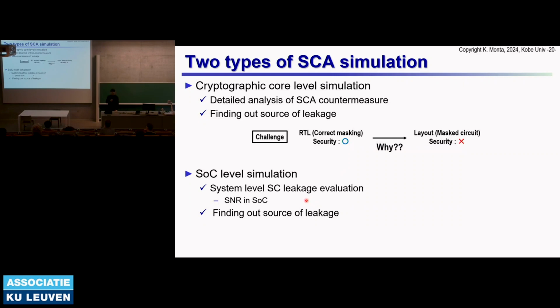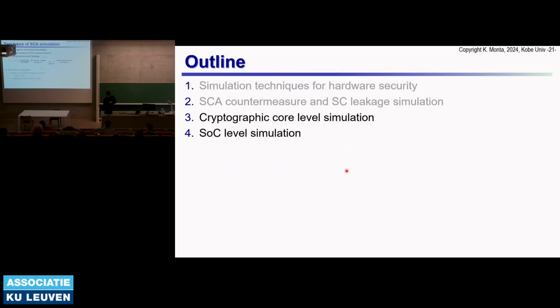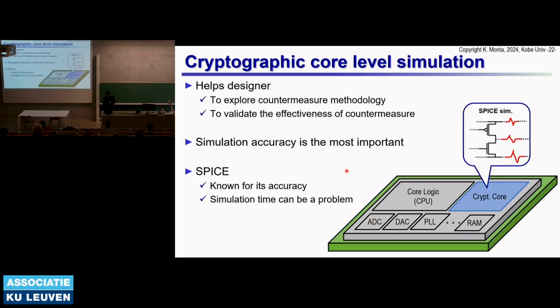In this one, as I said, signal-to-noise ratio is important for side channel analysis evaluation. And these days, circuits become larger and larger. So we have to estimate the exact signal-to-noise ratio inside the IC chip, including the crypto core and other components. So I'll talk about these two simulation technologies. First topic is cryptographic core level simulation.